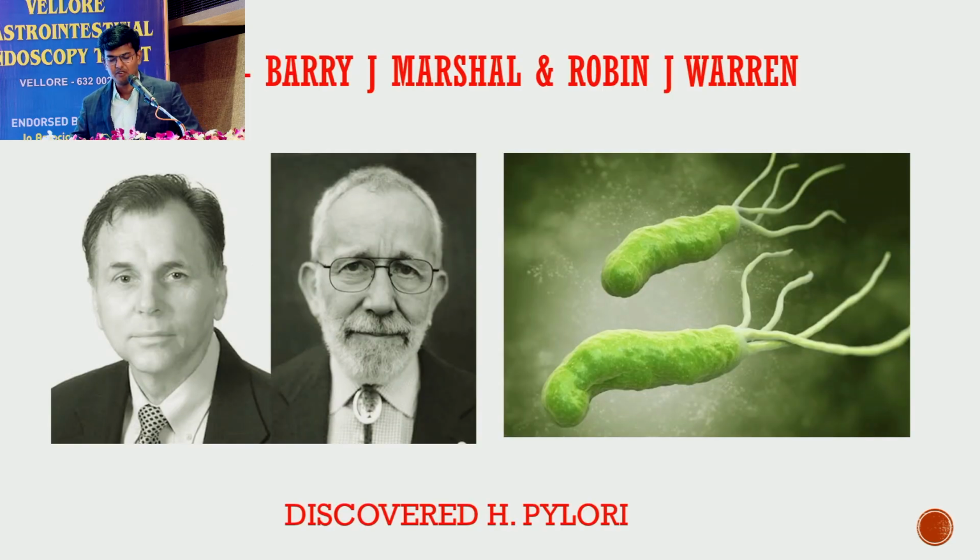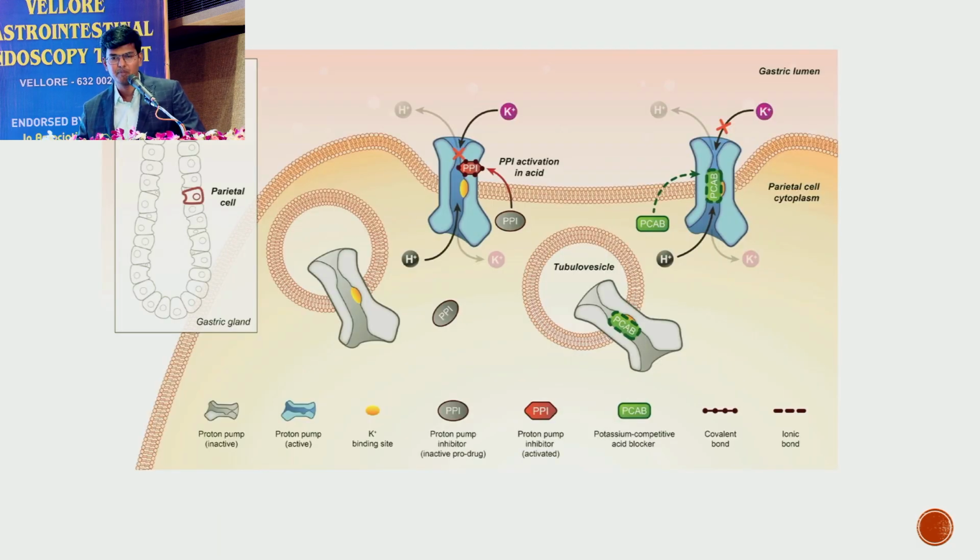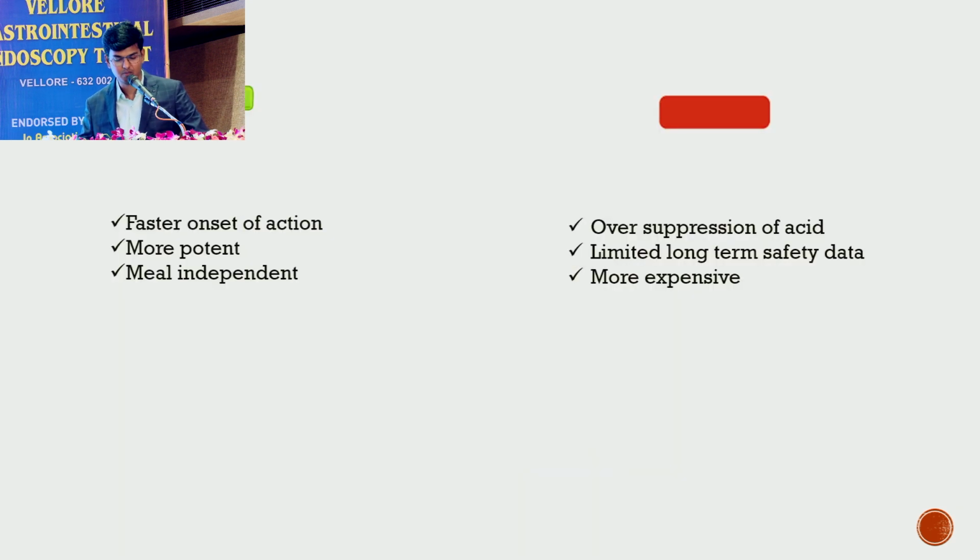In between, there was another discovery. In 1984, Marshall and Warren discovered H. pylori. It's also a cause for gastric ulcer formation. In 2014 then comes the PCABs. We know that PCABs can block the hydrogen potassium ATPase, both in active as well as inactive form. That's one advantage when compared to PPIs. It has a faster onset of action, is more potent, and is meal independent. The side effect is over-suppression of acid. Long-term safety data is not yet available, and it's more expensive.